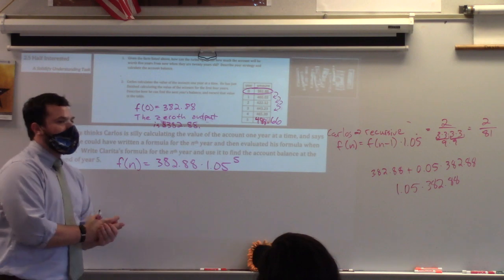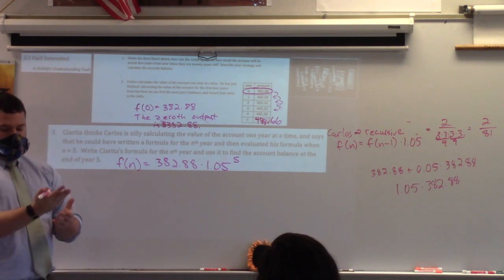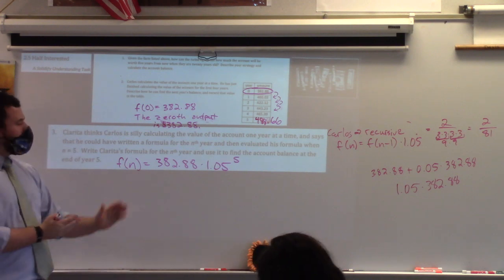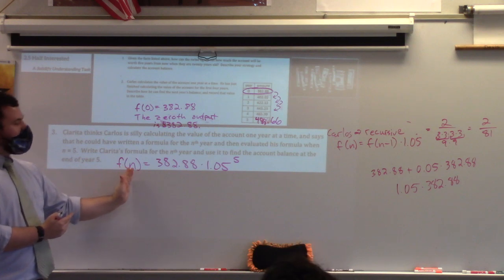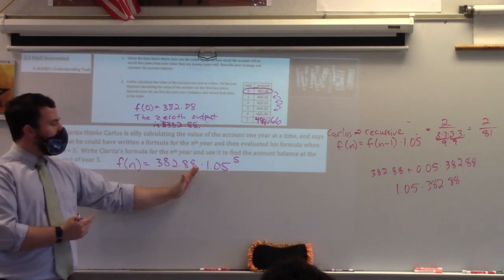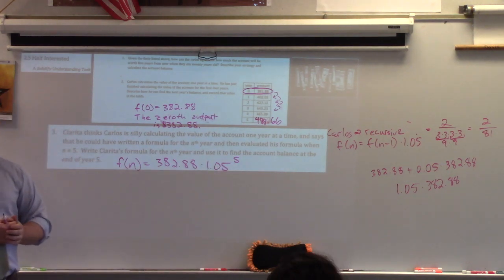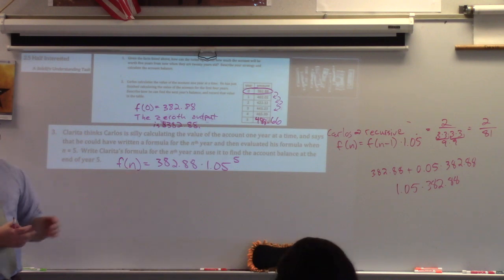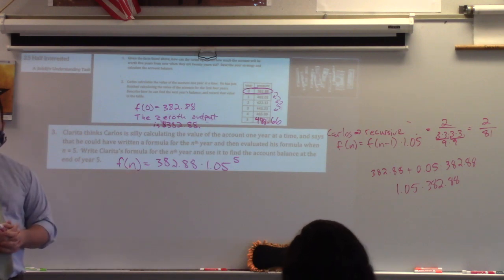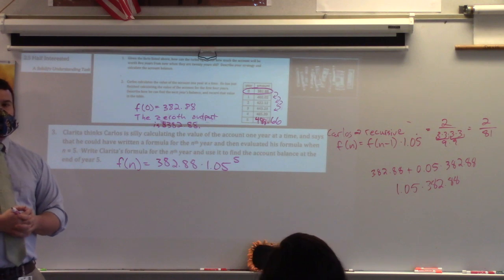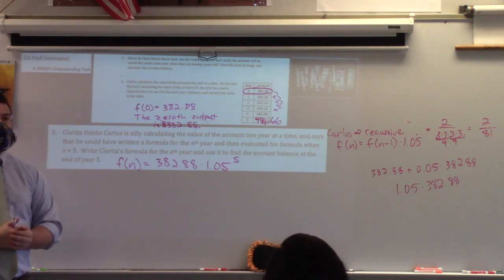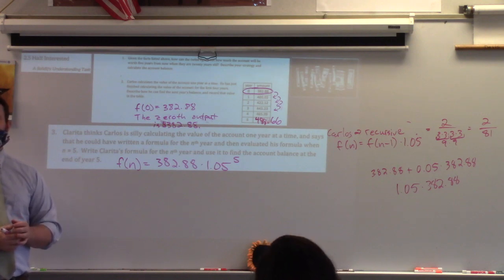Now, I do want to pick on this a little bit. Look at the whole equation. Donovan said f of n equals 382.88 times 1.05 to the fifth. Now, I get why he put to the fifth. However, where's his n showing up? In this stuff, n, the input, is that anywhere in your equation, Donovan? Nope.